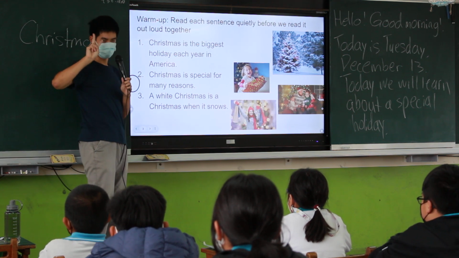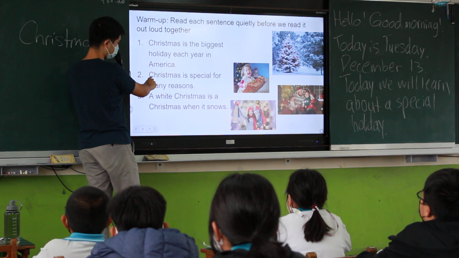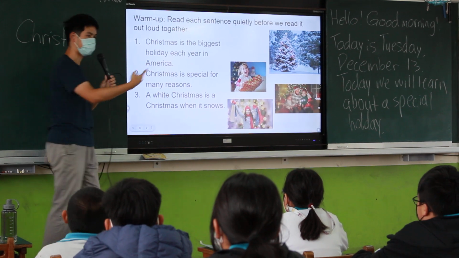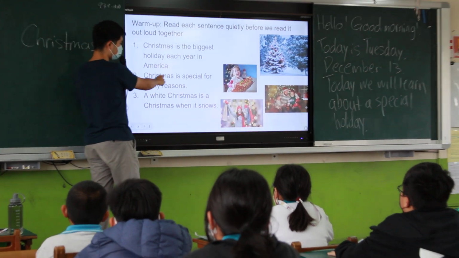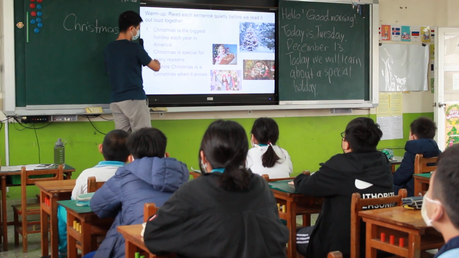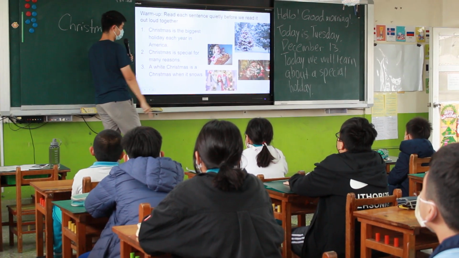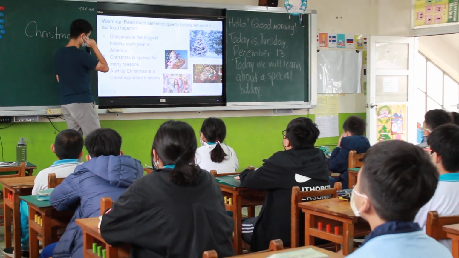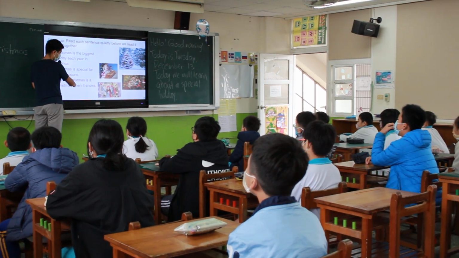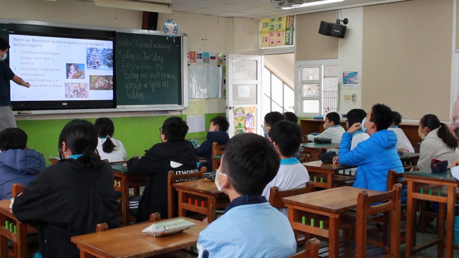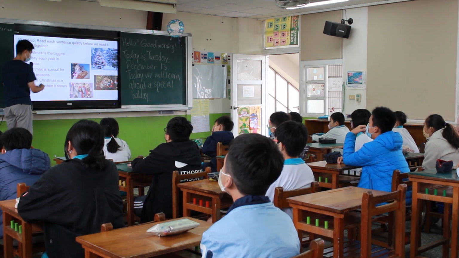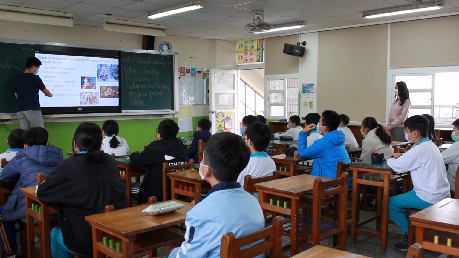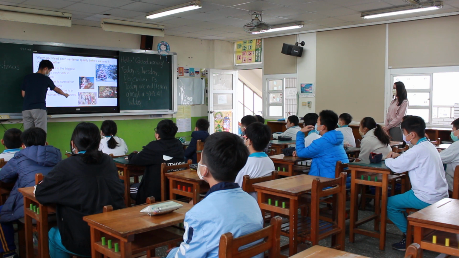Pretty good. Okay, let's go for sentence number two. Listen first. Christmas is special for many reasons. Let's try reading that together too. Christmas is special for many reasons. Reasons, thank you. Last one, number three. Listen first. A white Christmas is a Christmas when it snows. Together. A white Christmas is a Christmas when it snows.